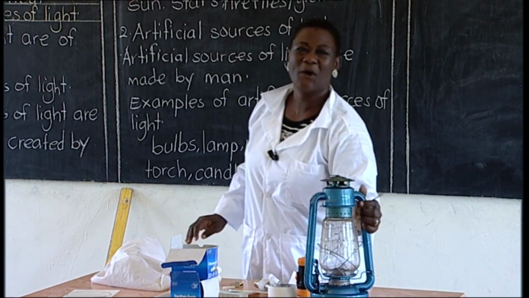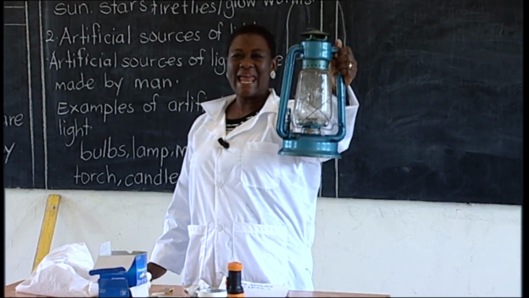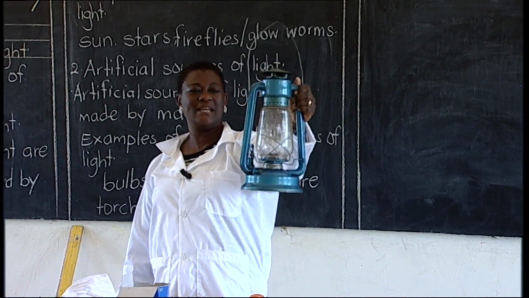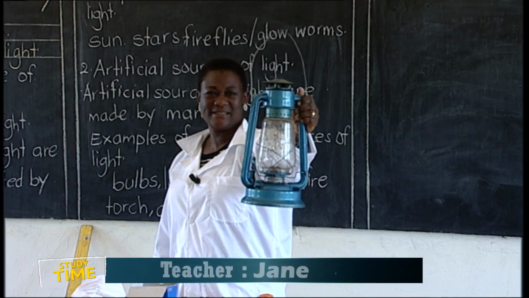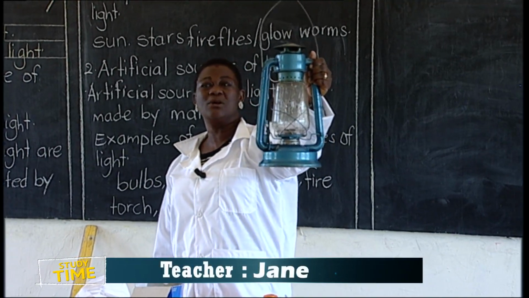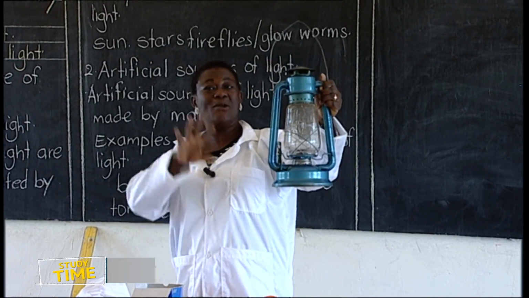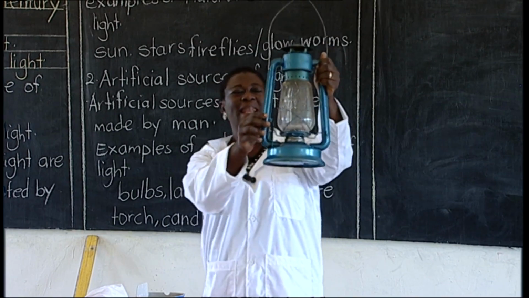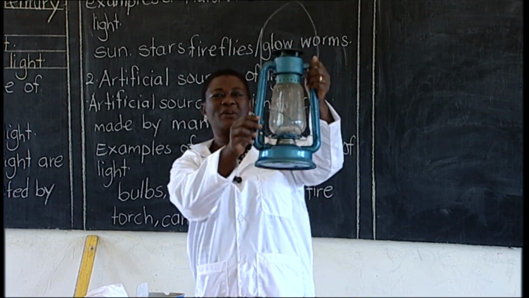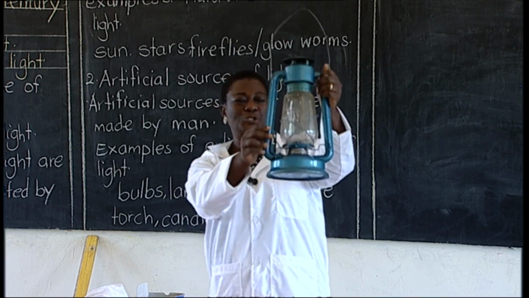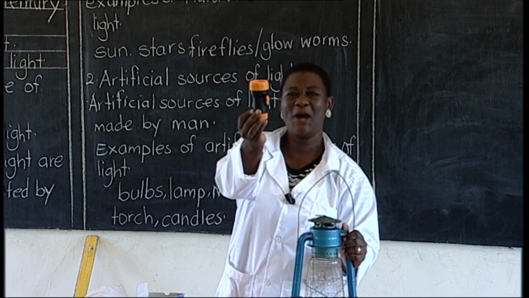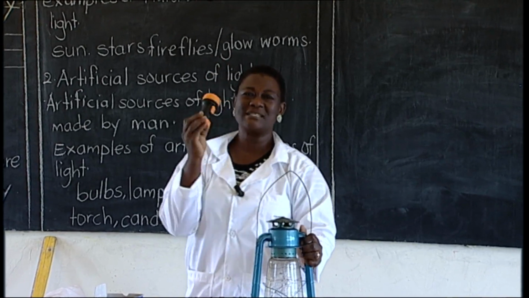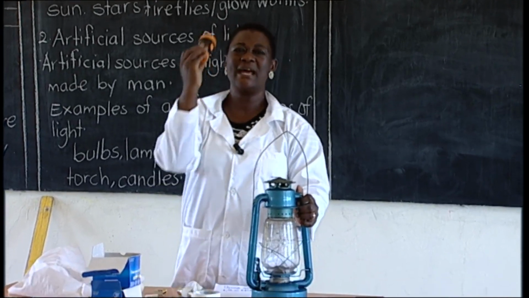So, hello, Mr. Lamp. I love you so much. You give us the light during the night. This one gives us the light during night because at night there is darkness. We cannot see, so we use it. Hello, Mr. Torch. I love you so much. You give us the light during the night.